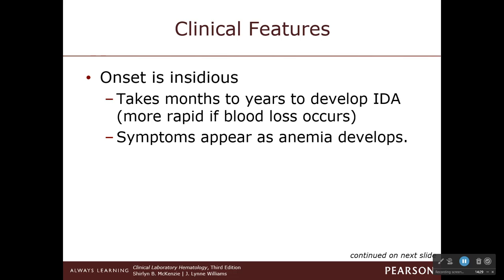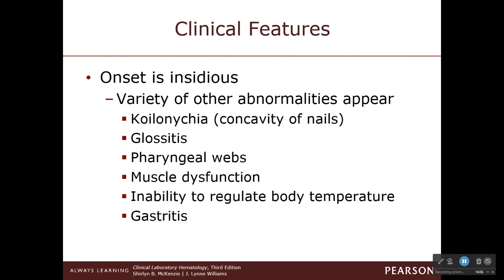Symptoms appear as anemia develops. One symptom that is kind of weird is koilonychia, which is concavity of your nails, so your nails get spoon shaped. If you rub across your nail, which should be round and smooth, you would feel a dip in it. So if you feel a dip in your nails, it may be a sign of IDA, or one of the first developing symptoms.